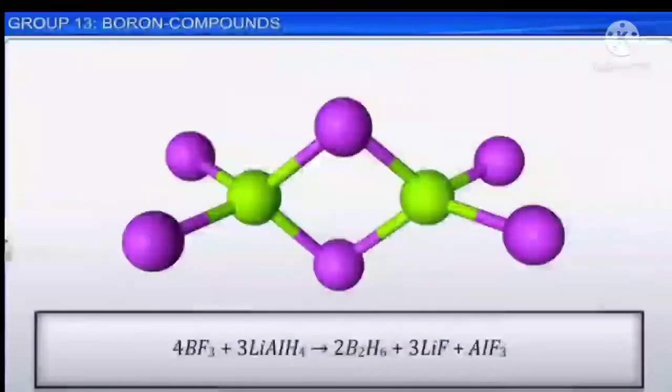There are several ways to prepare diborane. One route involves reacting boron trifluoride with lithium aluminium hydride in presence of diethyl ether, as shown by this chemical equation.